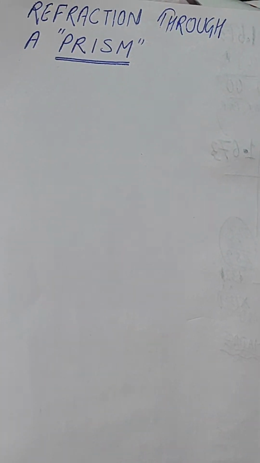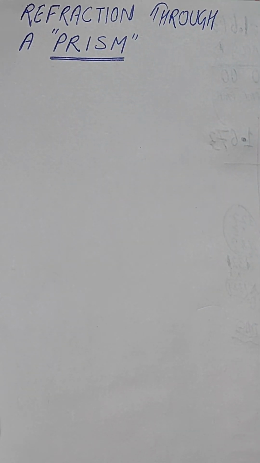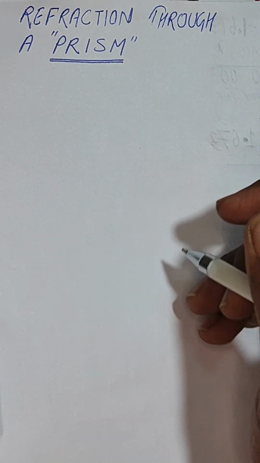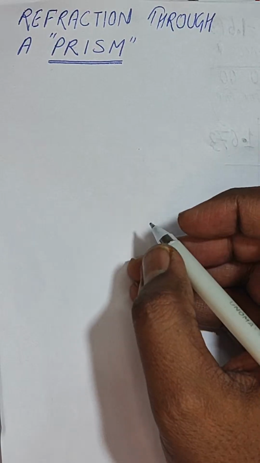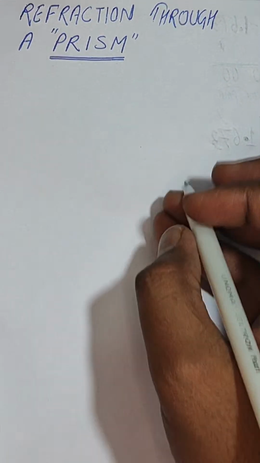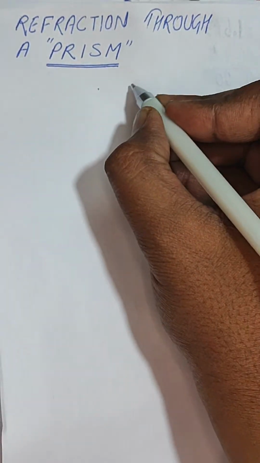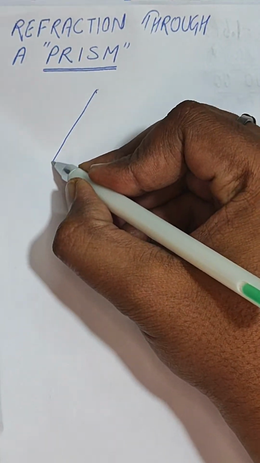From ray optics, we will see the derivation of how refraction through a prism happens, what formula is derived, and we will also see the numerical on it. Let us consider that a triangular prism is given to you, a triangular glass prism like this.